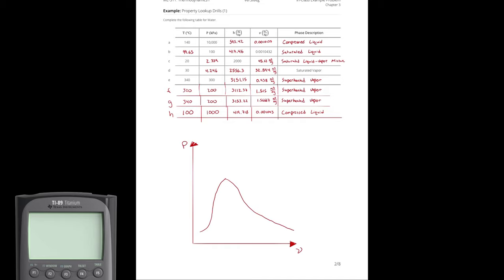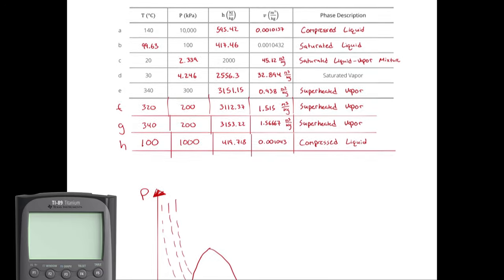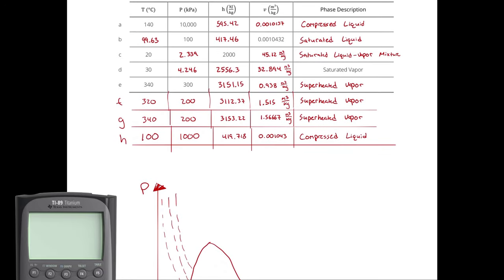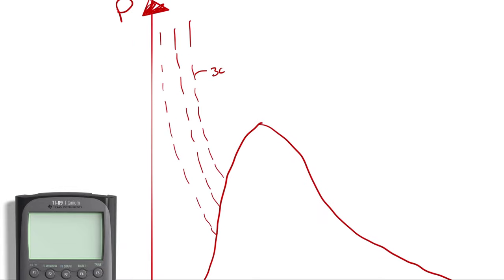So what I'm going to do is start by drawing a bunch of lines of constant temperature. A line of constant temperature on a PV diagram goes down, correct, because of Pitbull and Kesha and stuff. So I'm going to draw a line of constant temperature here and here and let's say here. And that's going to correspond to 340, 140, and let's say 30-ish. So this is 340, this is 120, let's say, and this is 20. And again, those are the lines of constant temperature corresponding to those temperatures.